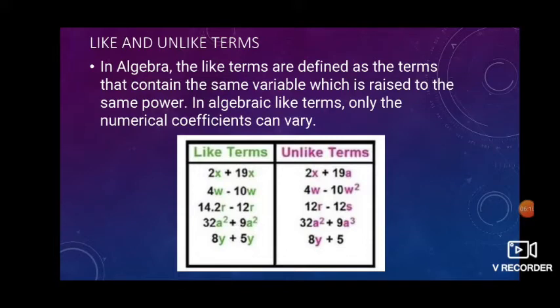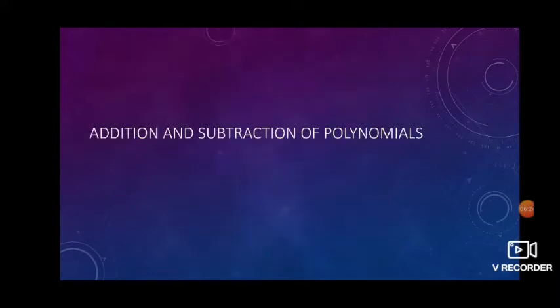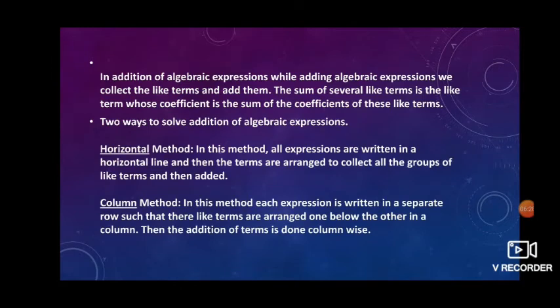So in this case we cannot consider this as like terms, we have to take it under the unlike terms. Next one, addition and subtraction of polynomials. Whenever we are doing addition and subtraction of polynomials, like terms and unlike terms will play a main role, because we can add the like terms. If there are unlike terms, we cannot add, we have to leave them like that only.